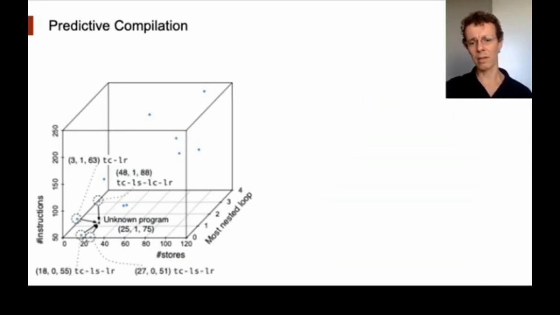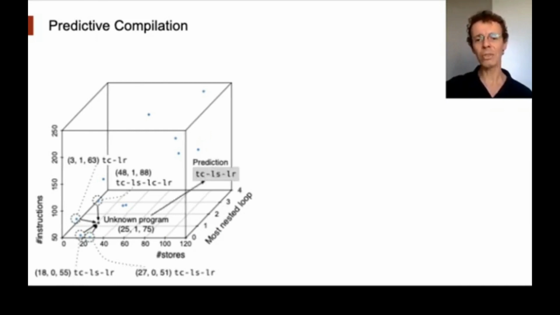Given that we know the good sequences for the known programs, we can use them to compute a candidate good sequence for the unknown program. There are many ways to do it. We could sample the most common optimizations, or simply take the sequence from the closest program, or try interpolation, name it. But the key idea is to use information about the known programs to predict the good optimizations for the unknown program.